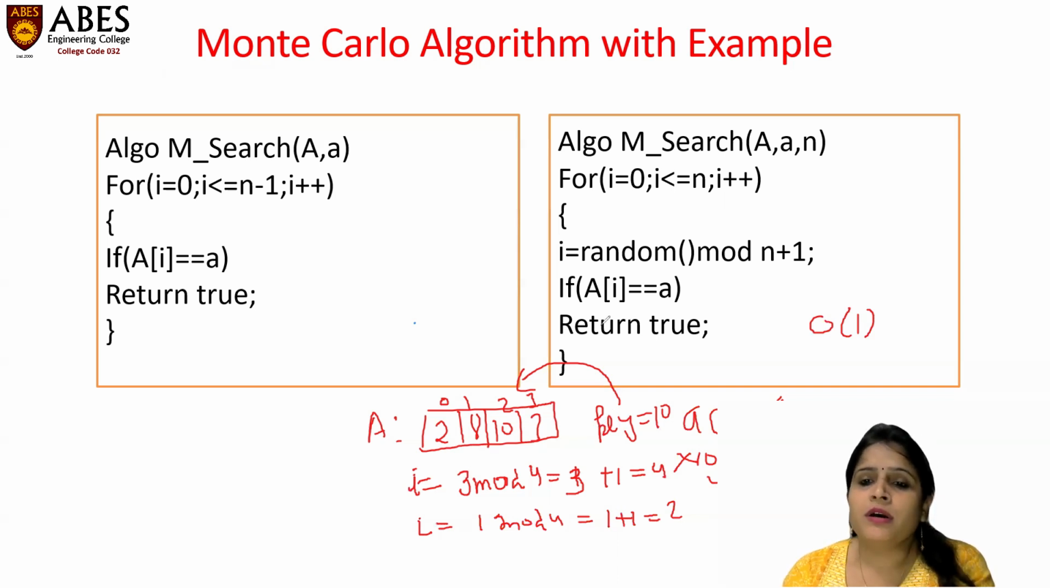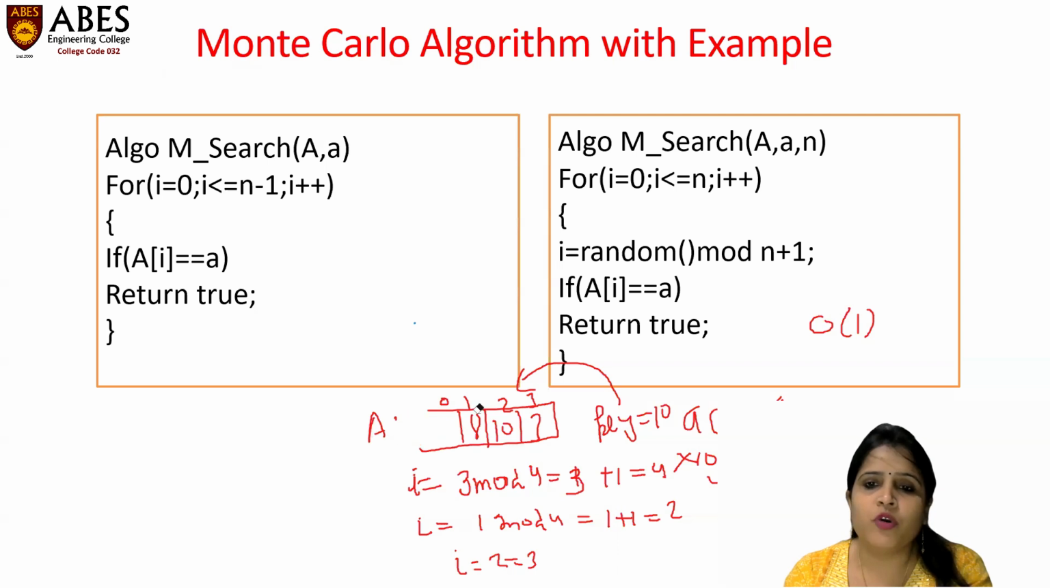Here you can see, for example, it will generate 2, then 2 mod 4 is 2. 2 plus 1 is 3, so A of 3. In that case, A of 3 is not equal to the key. So it will return false. This is the wrong output. So that's why we say the Monte Carlo algorithm does not ensure the right output.